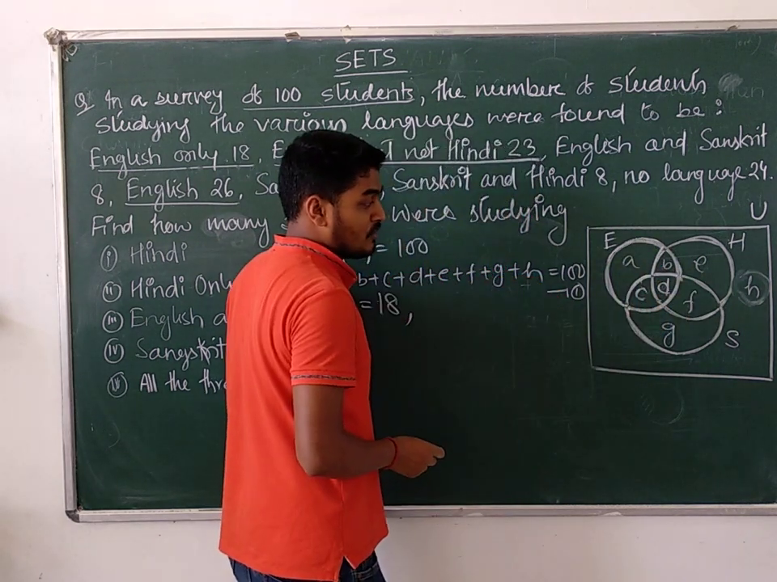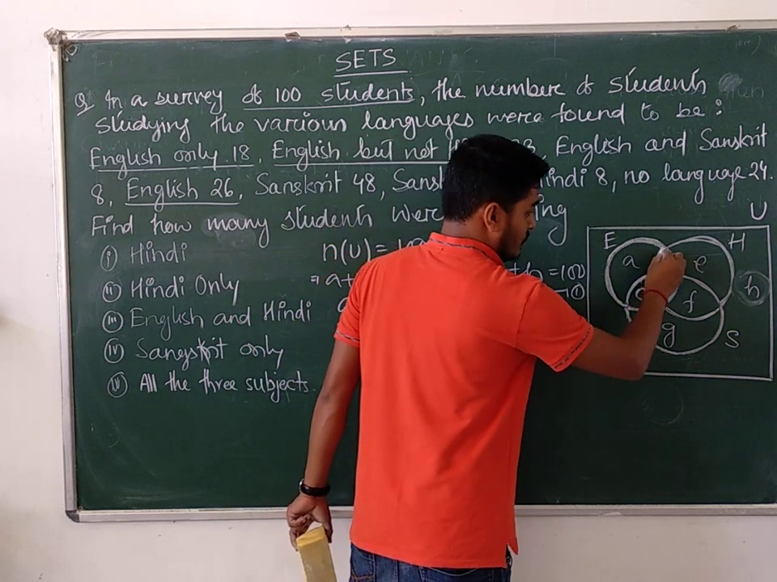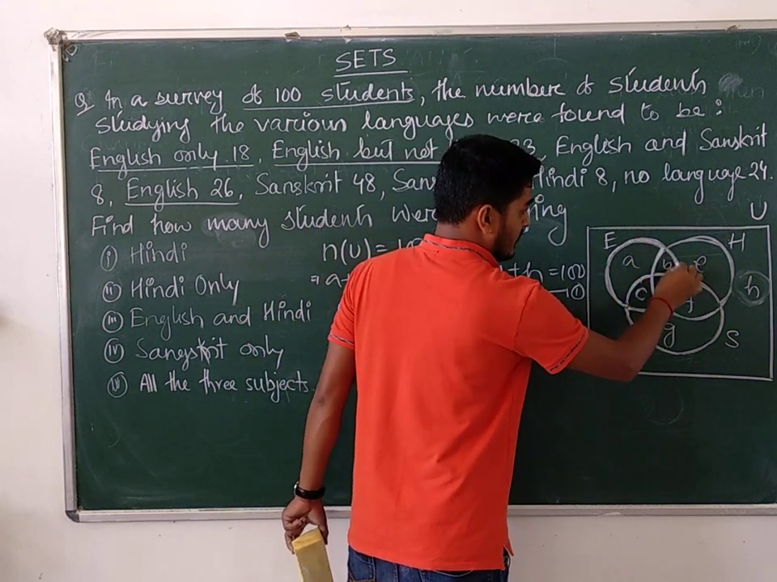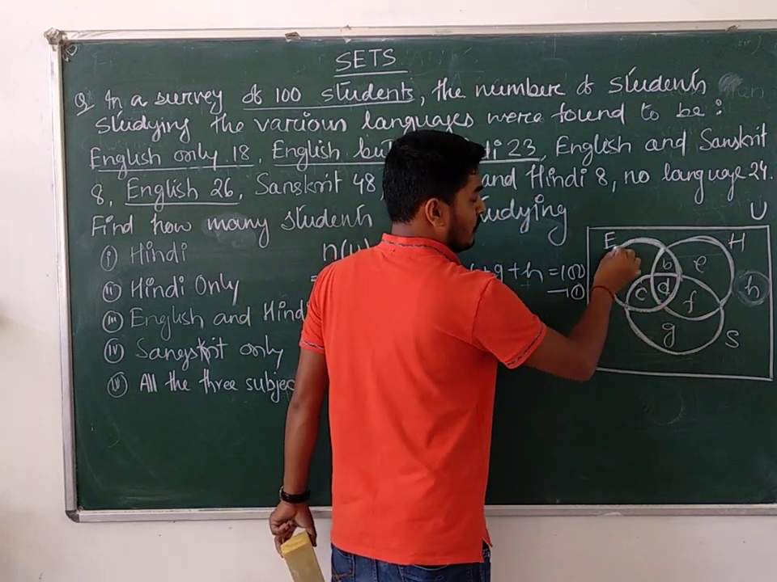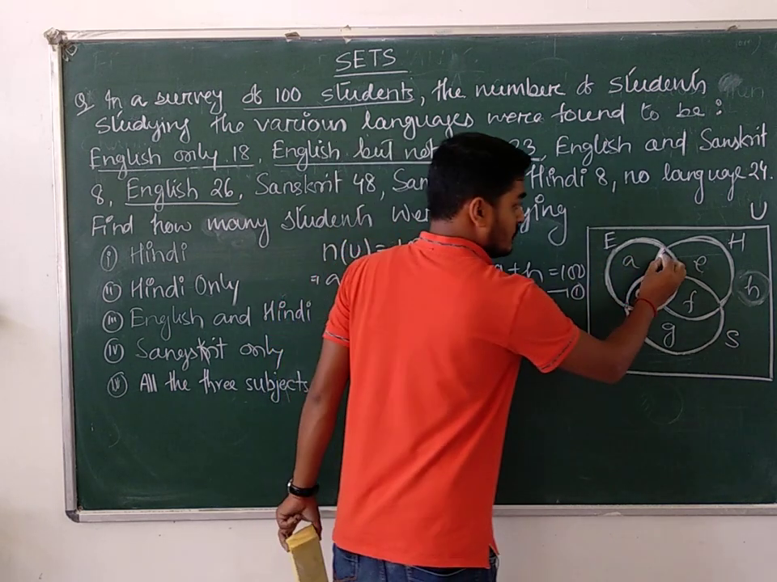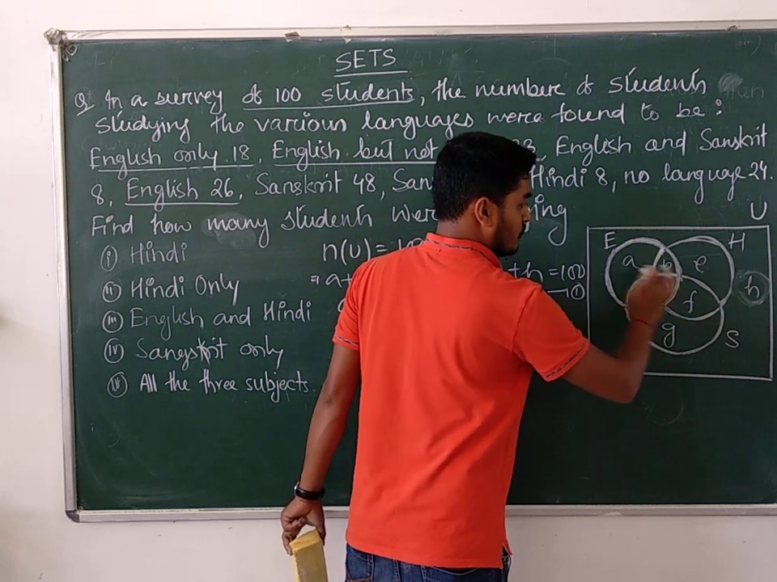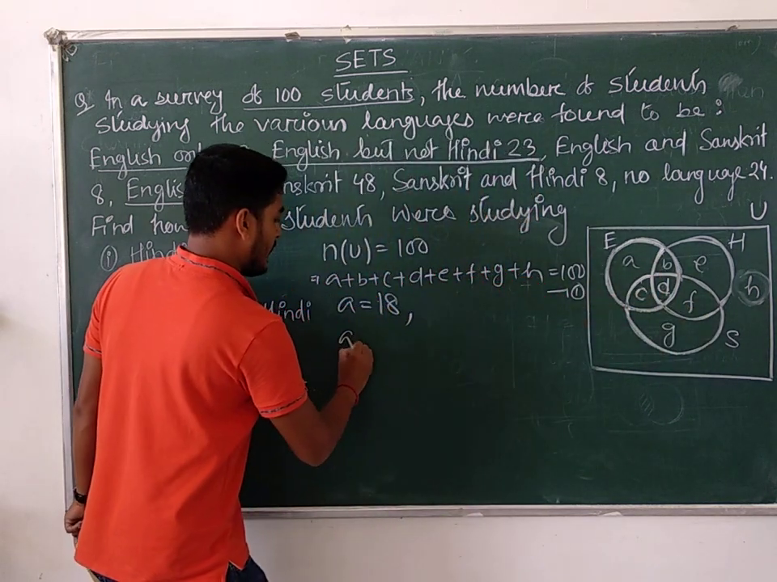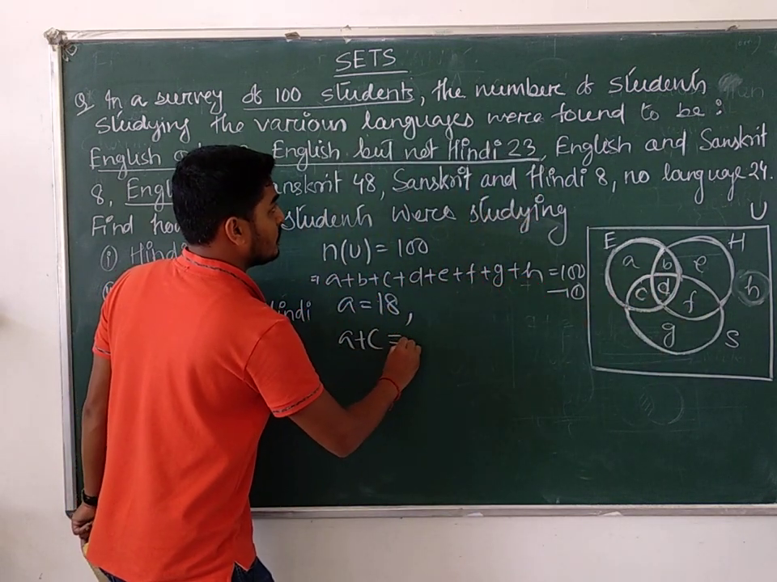Okay, English but not Hindi. You are not supposed to consider this portion. This one is the English portion, but not Hindi. That means you have to neglect all those portions which represent Hindi. So this portion represents Hindi. This portion represents Hindi. So A plus C is equal to 23.